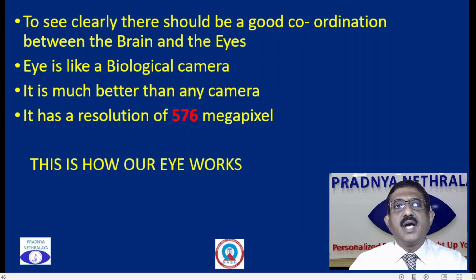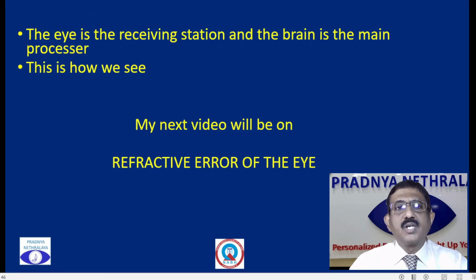So the eye, as you have seen, is basically like a biological camera. It is much better than any camera. You can't imagine, it has a resolution of 576 megapixels. No camera is made till date with this high resolution. So this is how our eye works. The eye is basically a receiving station and the brain is the main processor.